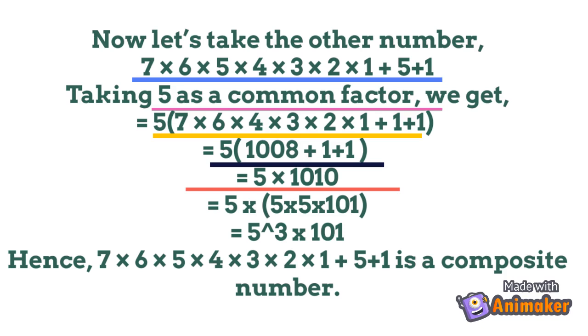We need to take out the factors of 1010, and that will be 5 into 5 into 101. You can see that 5 arises thrice. A prime number that arises more than twice makes it a composite number. So it is proved that the second expression is also a composite number.